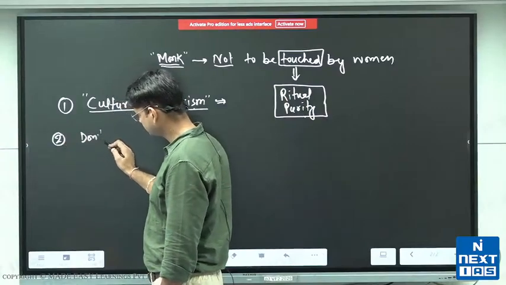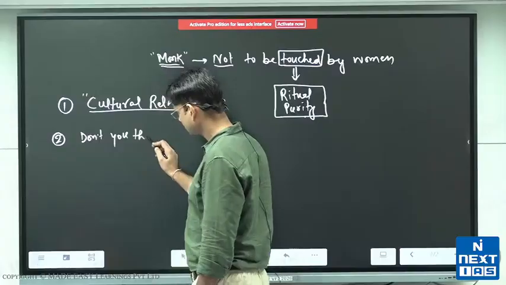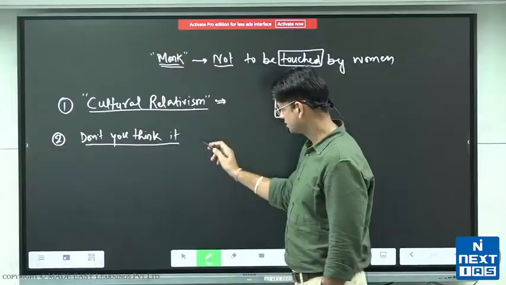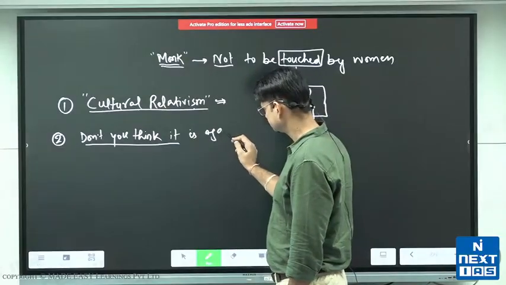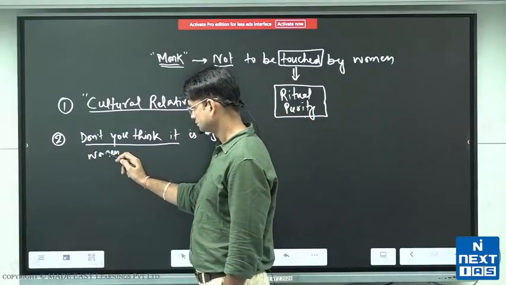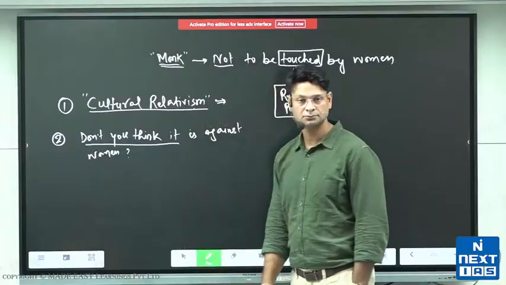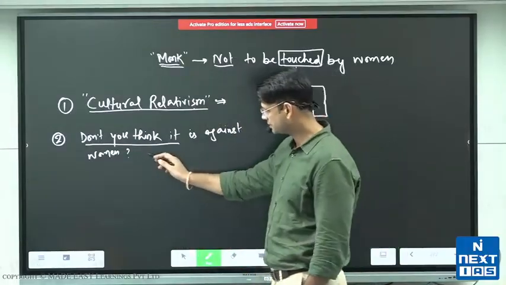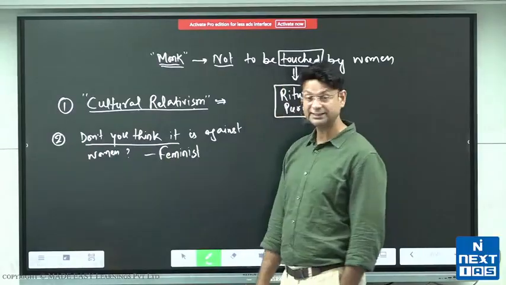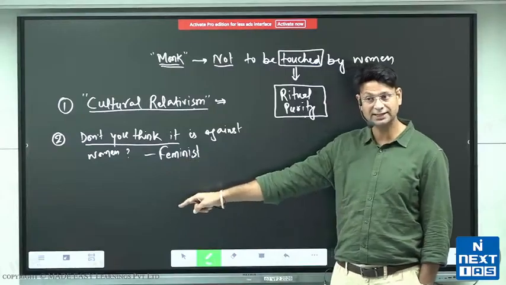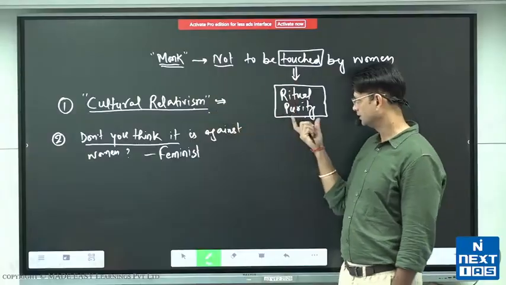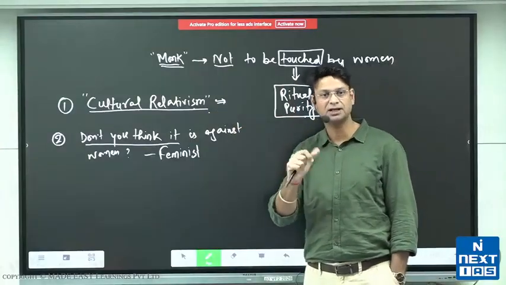Don't you think it is against women? Don't you think it's against women? So that's the feminist perspective. Some feminists would look at the same phenomena from the gender lens कि गलत है ये तो. यहाँ हम कह रहे हैं ठीक है. Isn't it? So this is one such example that we are trying to understand.